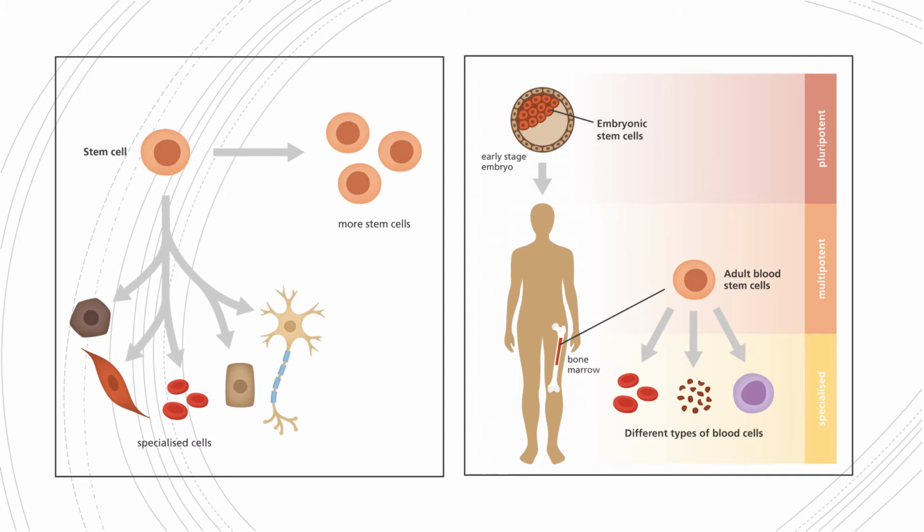Embryonic stem cells supply new cells for an embryo as it grows and develops into a baby. These stem cells are said to be pluripotent, which means they can change into any cell in the body.